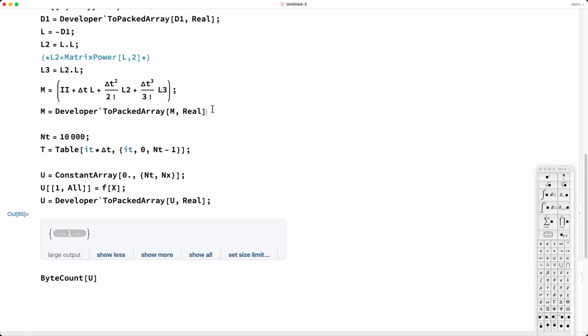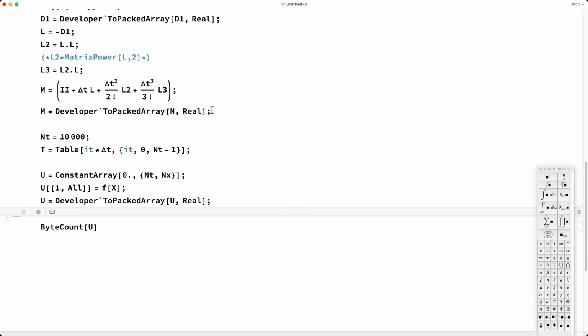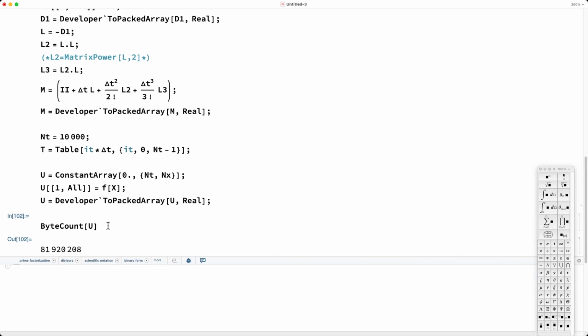We're getting some output here. Let me suppress that. Okay, so let's try ByteCount of u. That's quite large, because I'm using a lot of grid points. If I didn't pack that array, I would have a larger memory footprint.